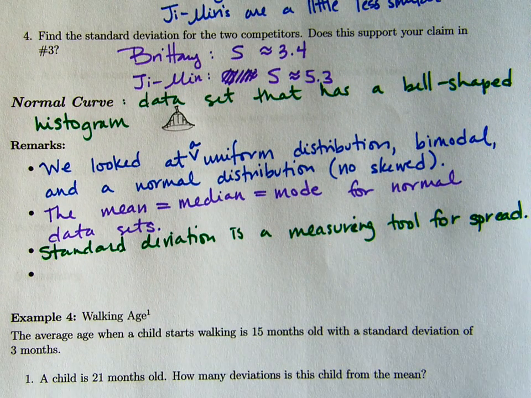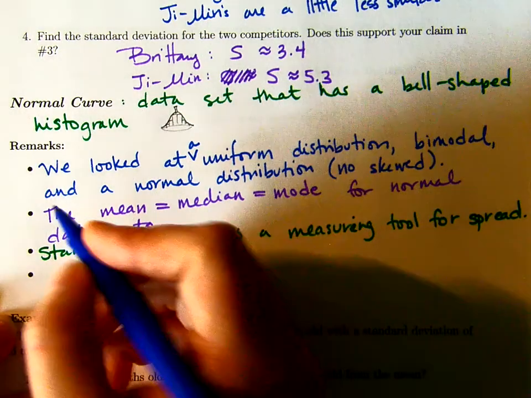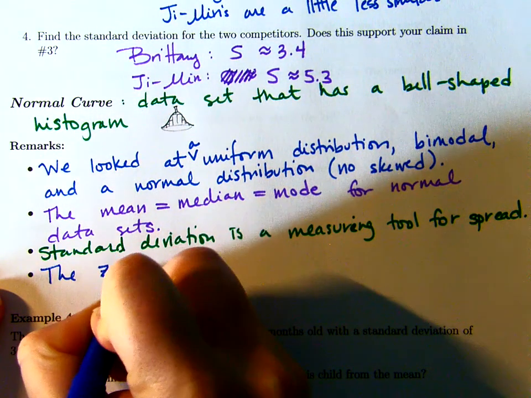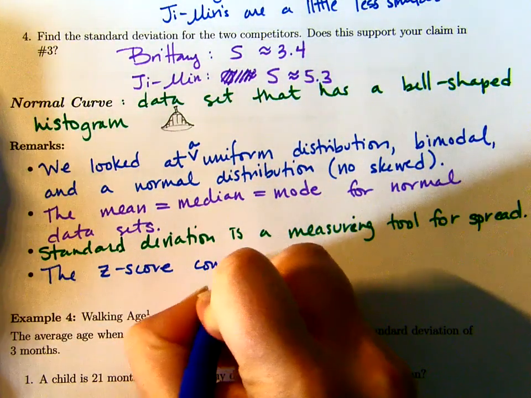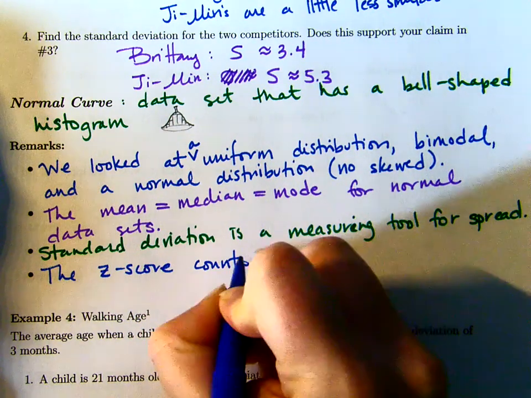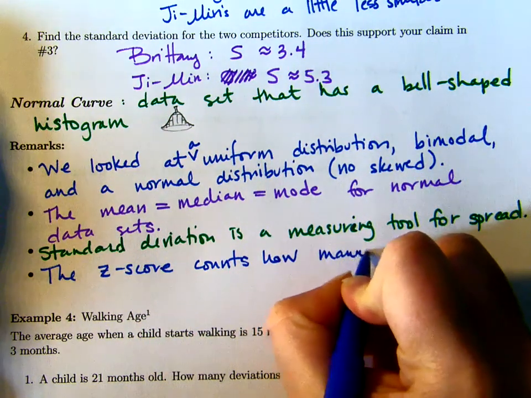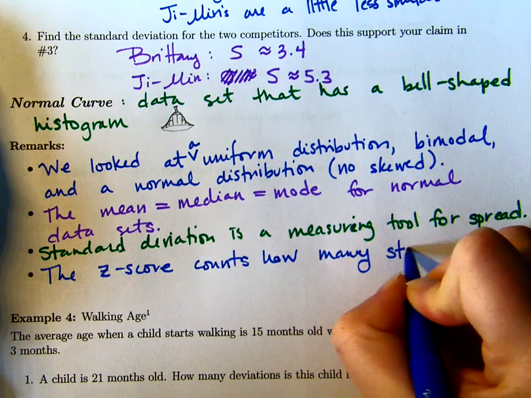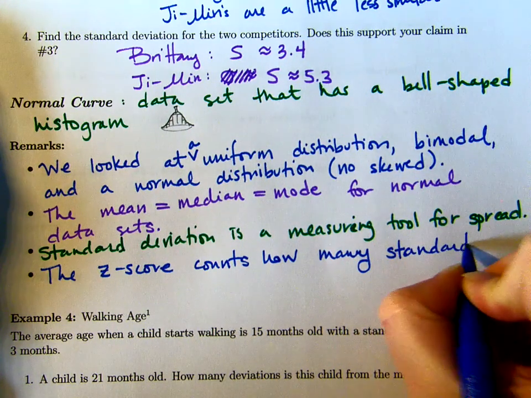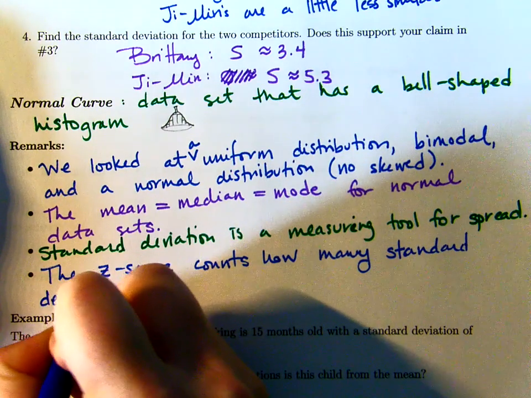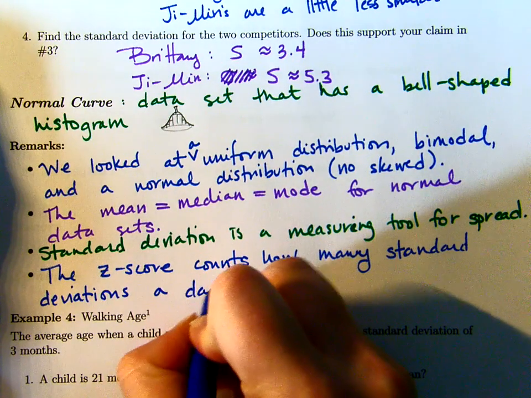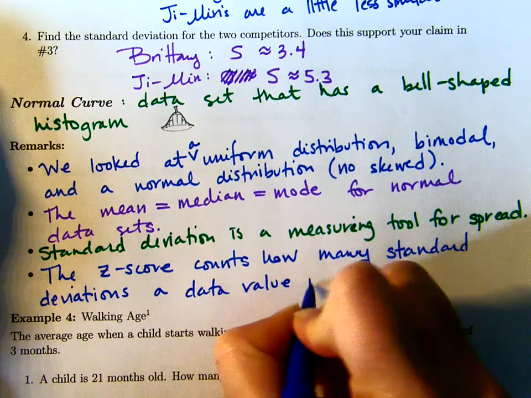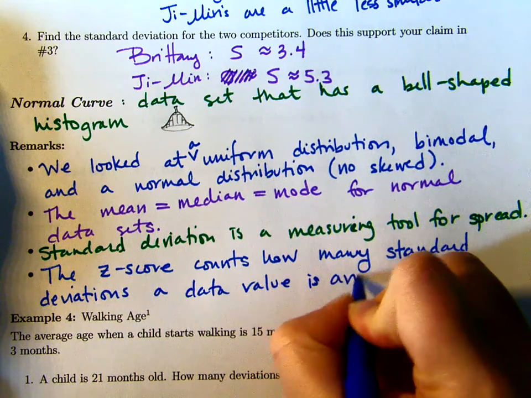And then my last remark here is that a z-score is a number that counts how many deviations a value is from the average or from the mean. So the z-score counts how many standard deviations a data value is away from the mean.